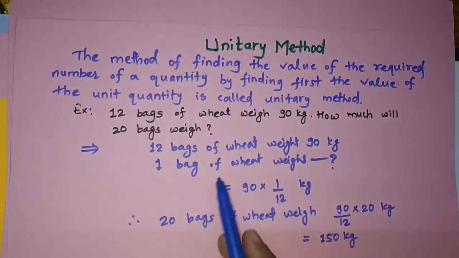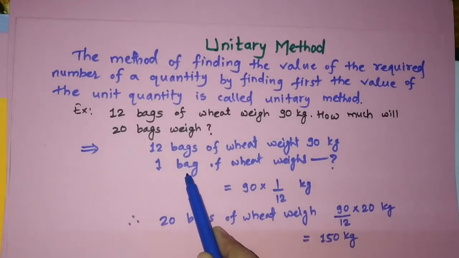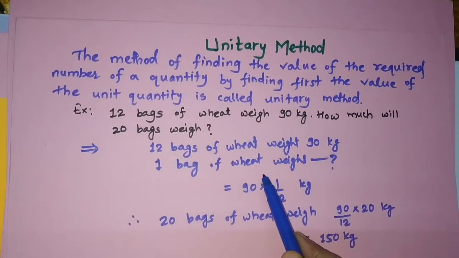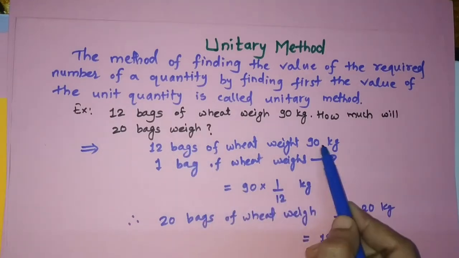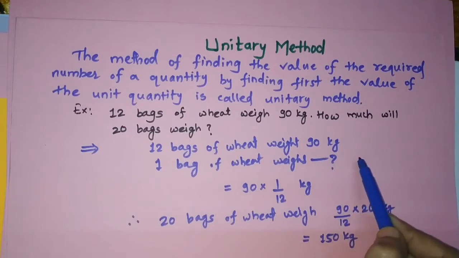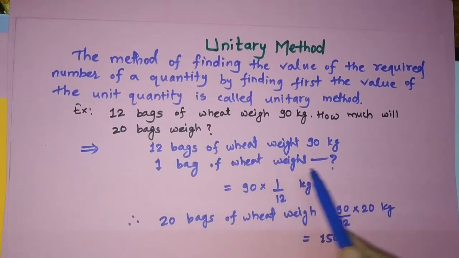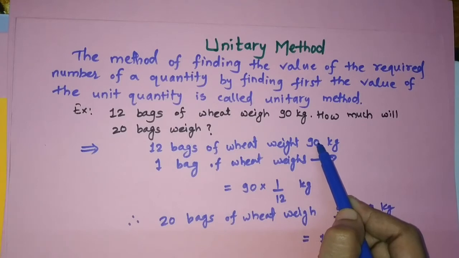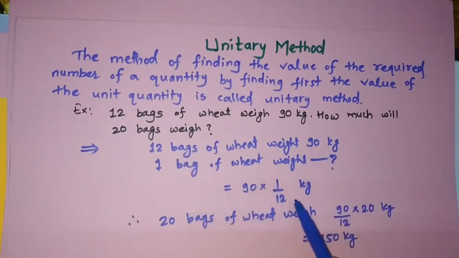So here we have first found the value for the unit quantity. Given that 12 bags weigh this much, for 1 bag you can keep x also, or otherwise keep it directly like this: take 90, and this is 1 upon 12.